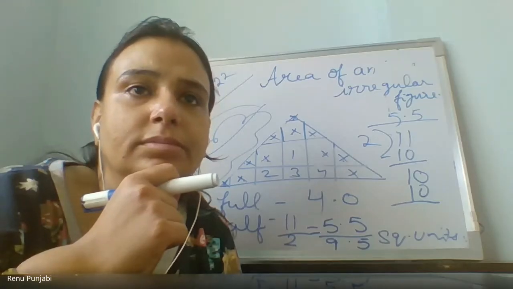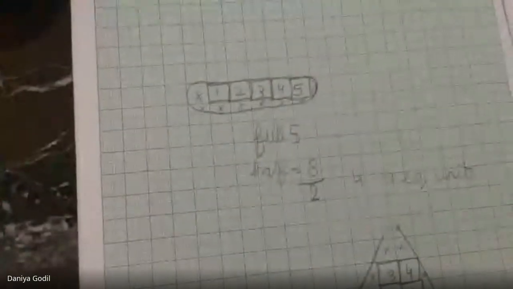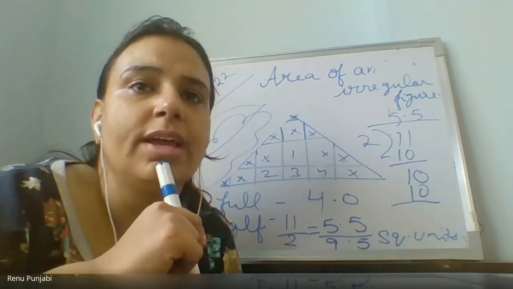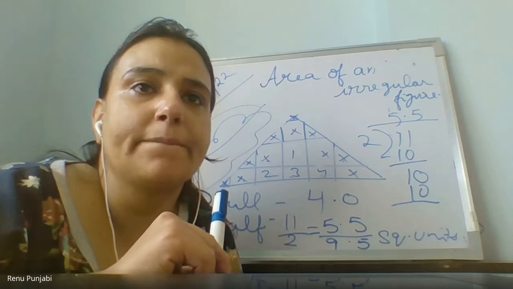Ma'am, I took a round shape like this. The number of full squares is 5 and half squares are 8. So 8 divided by 2 is equal to 4. So 5 plus 4 is equal to 9. So 9 square units. And the next triangle also, you have made the area is 9. Yes, ma'am. And you have made, I've done this also. Very good, very good.